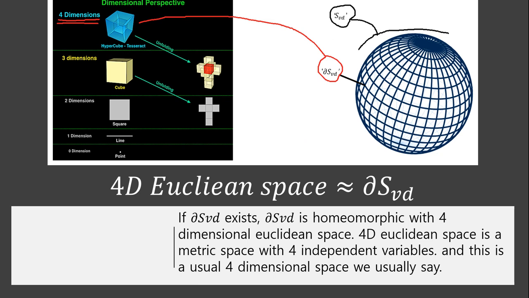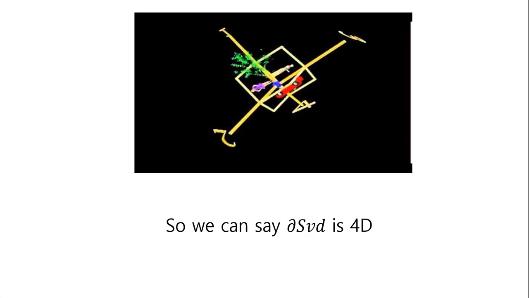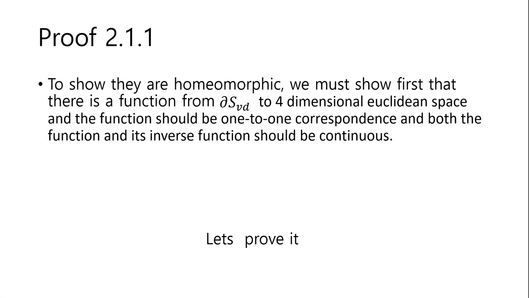Euclidean space is a metric space with four independent variables, and this is the usual four-dimensional space we usually speak of. So we can say ∂S_3^D is 4D. To show they are homeomorphic, we must first show that there is a function from ∂S_3^D to four-dimensional Euclidean space, and the function should be a one-to-one correspondence, and both the function and its inverse function should be continuous.